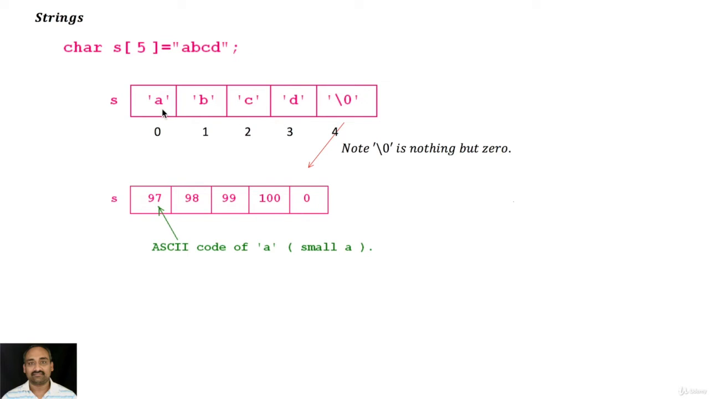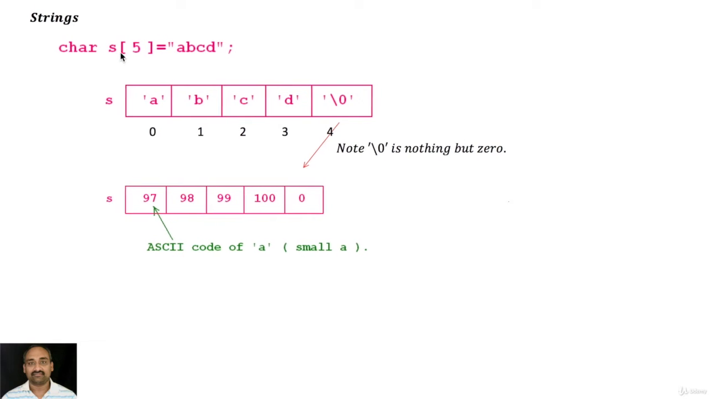Now because you already know that a character normally stores the ASCII code of the given character, in reality this is how you will see it in memory within S. The small a ASCII code is 97. Next, B is 98, C is 99, D is 100, and \0 is 0. So this is the sequence of characters which is actually stored in S.